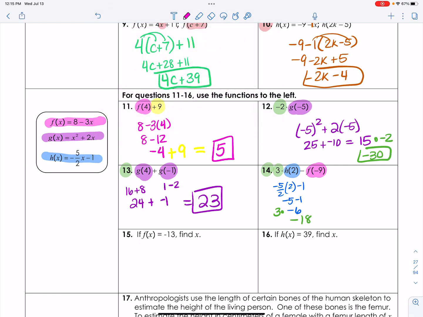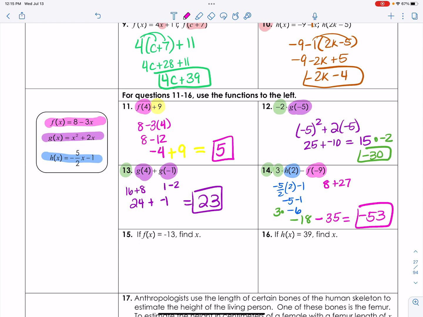Now I'm going to do f of negative 9. So that's going to be 8. Negative 9 times a negative 3 is a plus 27. So I'm minusing, I can't do math right now. Is that 35? Yeah, it is. So I'm minusing 35. So my answer is a negative 53. Okay, these get complicated, and they will in the honors classes.